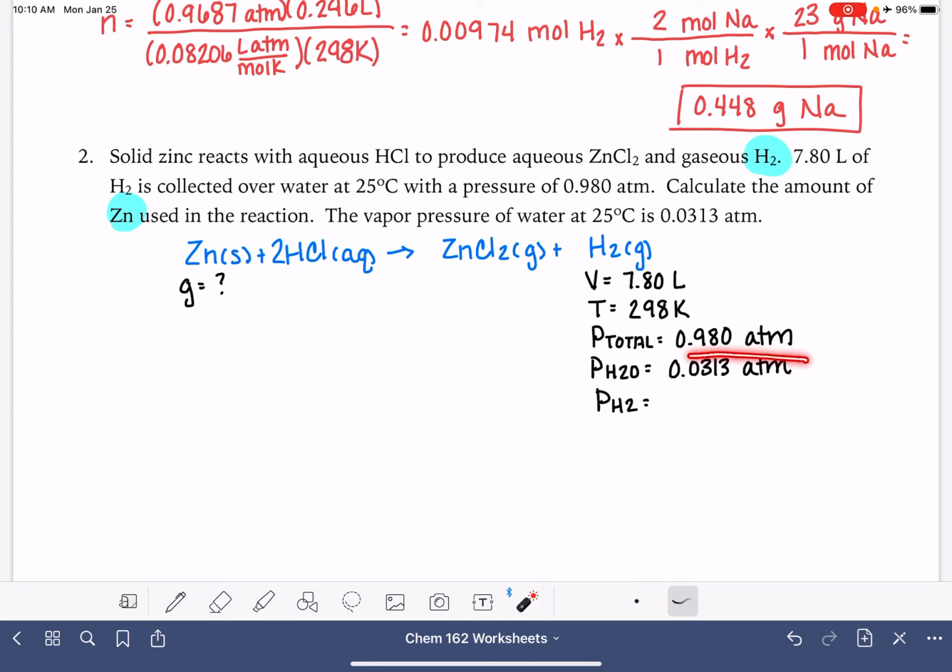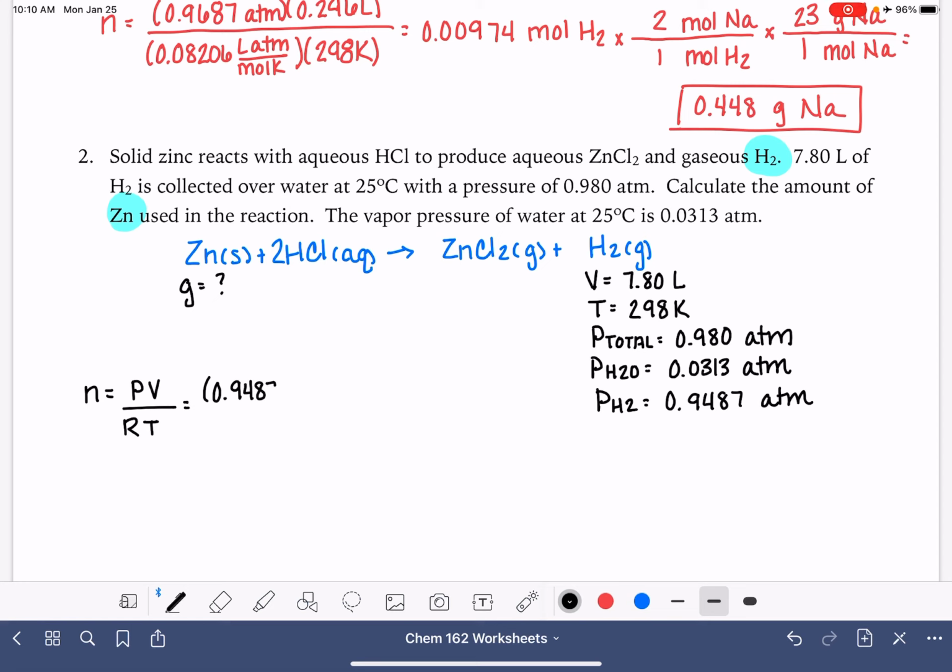The pressure of the water and the hydrogen is equal to 0.98, the total pressure. So we're going to go 0.98 minus 0.0313. And that gives us a partial pressure of hydrogen gas of 0.9487. And now we have enough information to calculate the number of moles of hydrogen gas. That pressure times the volume over R times the temperature. For the hydrogen gas, the pressure is 0.9487 atmospheres.